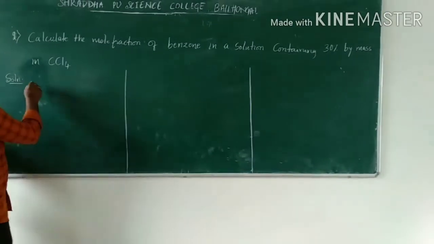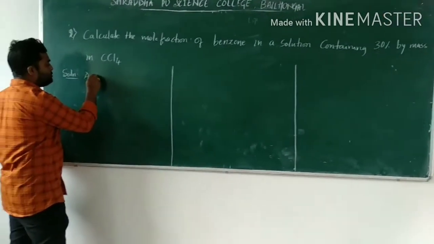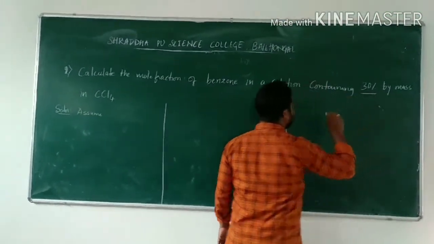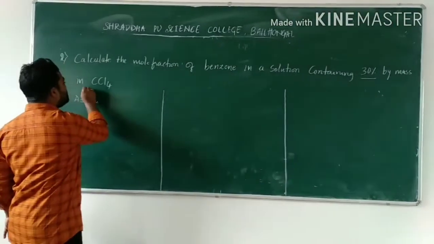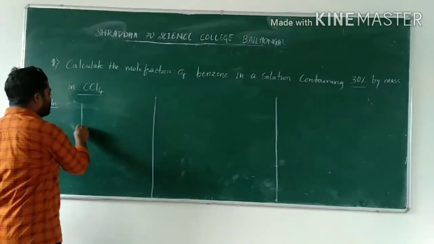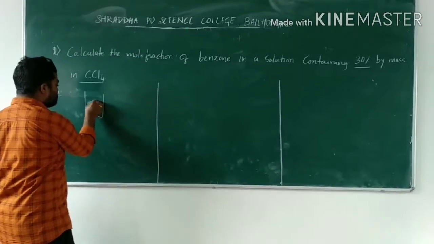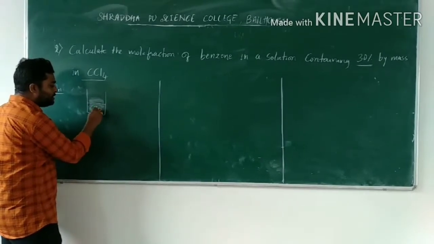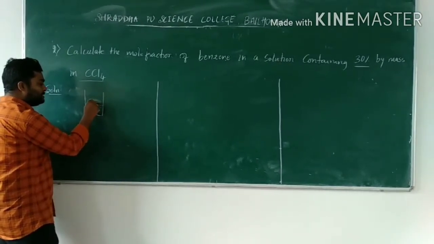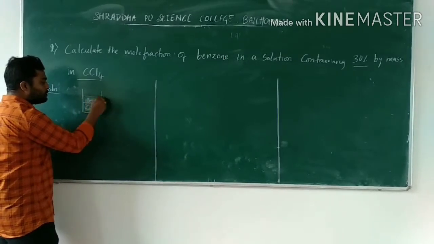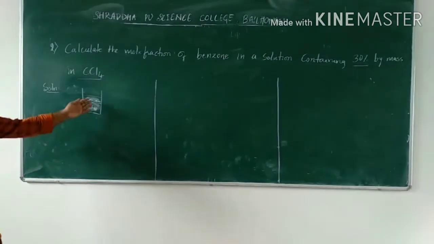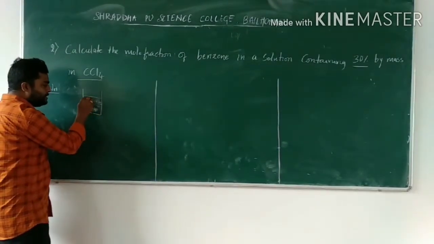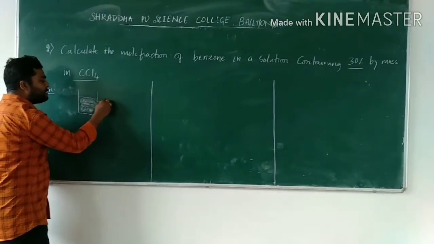So since they are saying there exists 30% of benzene by mass in CCl4, assume in a beaker I have taken some solution. This consists of 2 layers. At the bottom there exists CCl4, then there exists benzene. So this is a solution. Both are organic solvents, therefore they will form a uniform layer. So what they are saying is, in this solution the benzene percentage is 30% by mass.